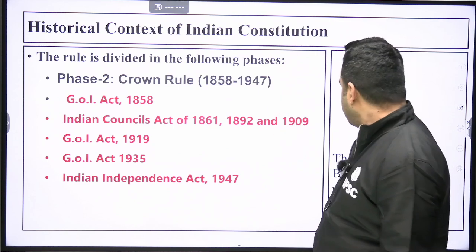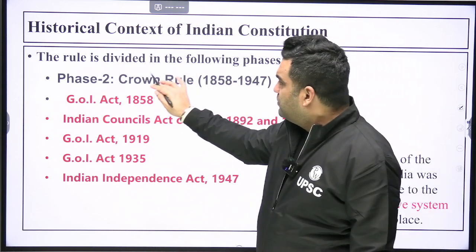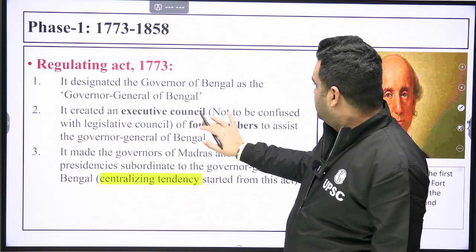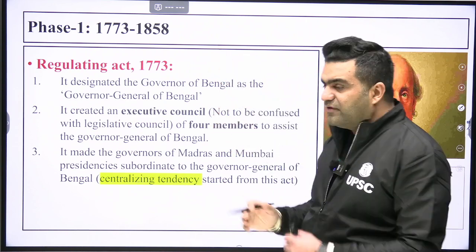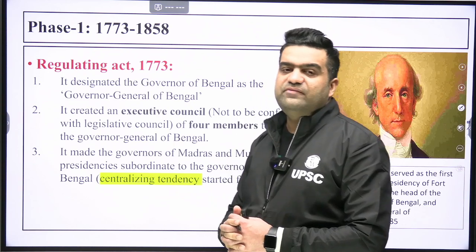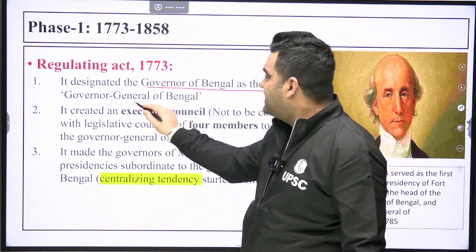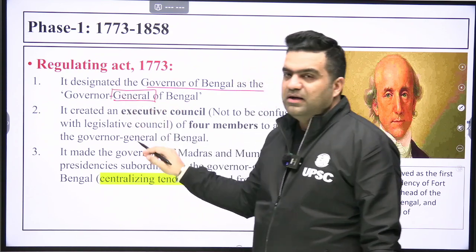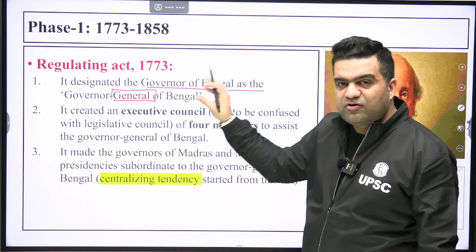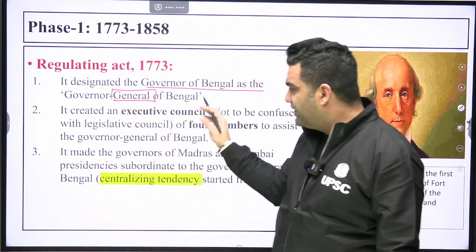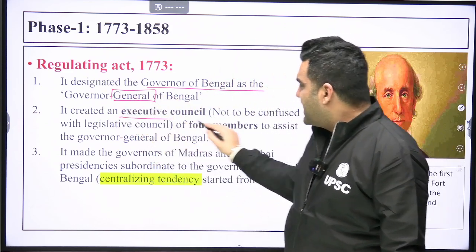So let's get started. Phase 2, this is there. We have repeated this. Now coming to the first act, the Regulating Act of 1773. It designated the Governor of Bengal as the Governor General of Bengal. A lot of detail, a lot of power comes with the change in the title. We will see, because it created an executive council.